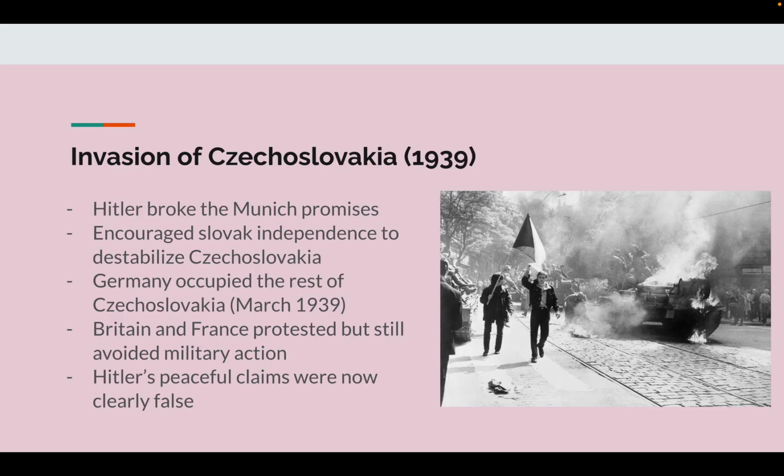The invasion of Czechoslovakia in 1939. Hitler broke the Munich promises and encouraged Slovak independence to destabilize Czechoslovakia. Germany occupied the rest of Czechoslovakia in March 1939. Britain and France protested but still avoided military action. Hitler's peaceful claims were now clearly false.